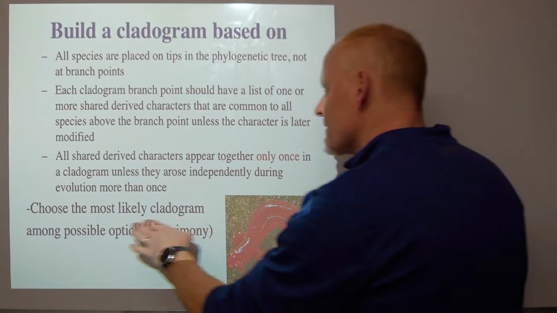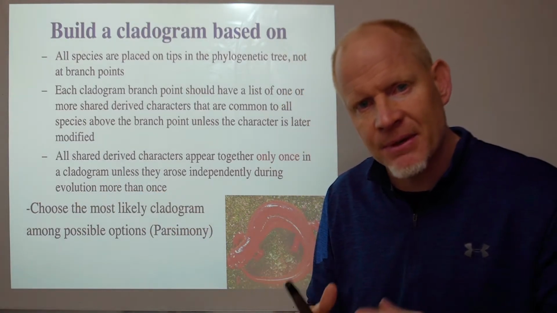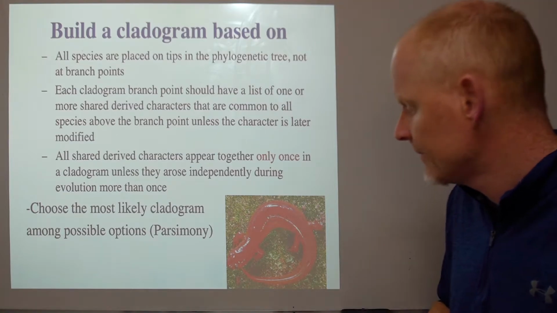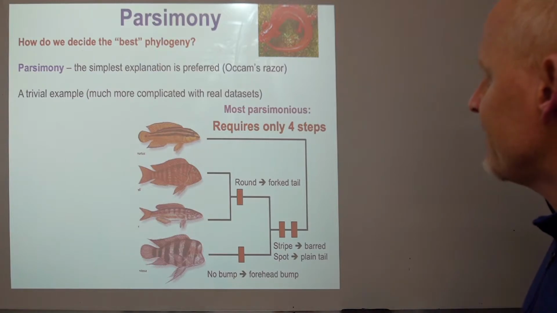You want to choose the most likely cladogram. The most likely cladograms are the ones with the fewest possibilities, and that's called parsimony. So how do we decide the best phylogenies? Parsimony, the simplest explanation, right?